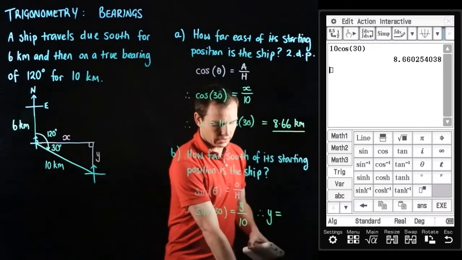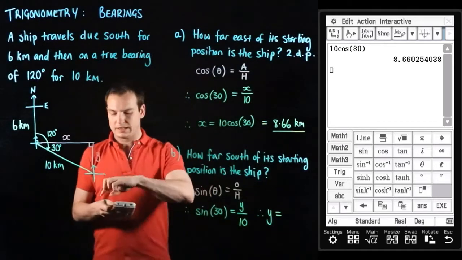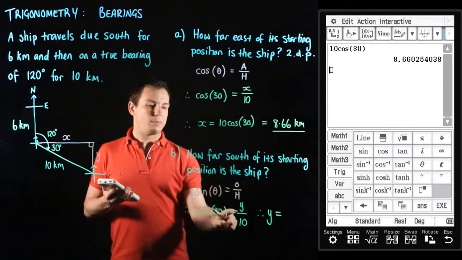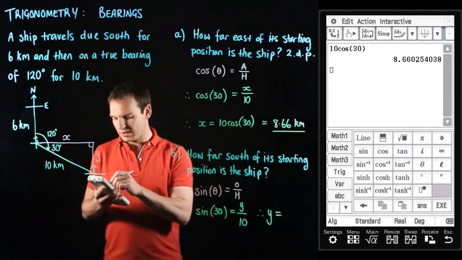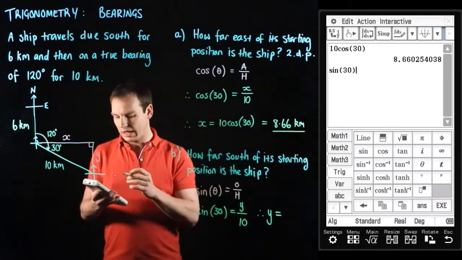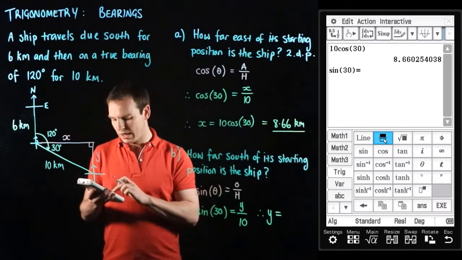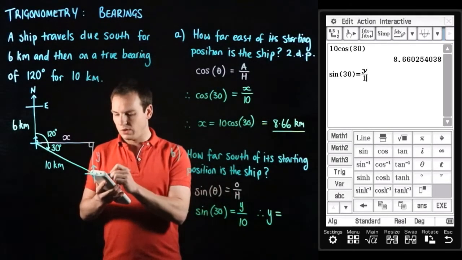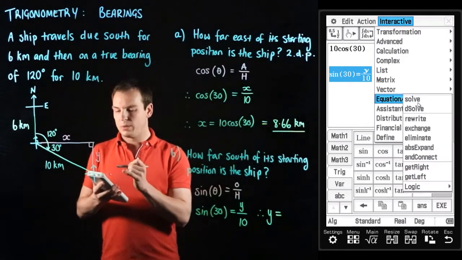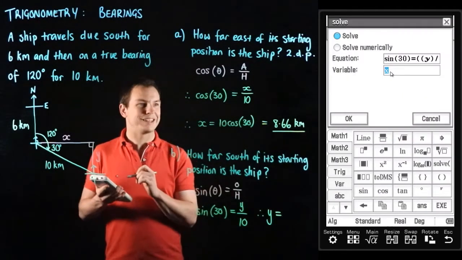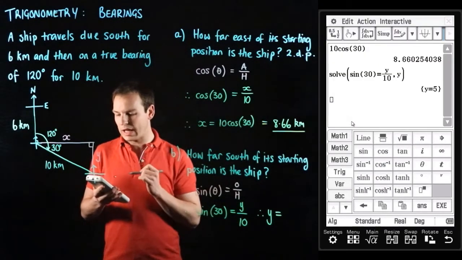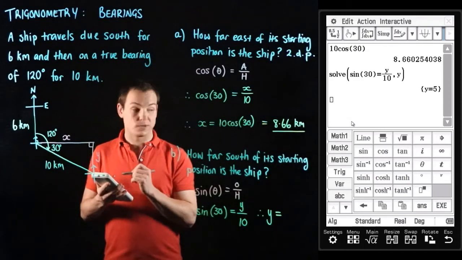So on our calculator, we want to go back into the main menu. So hopefully that's still up in front of you. And now we're actually going to type out an equation. And the equation is sine of 30 is equal to y divided by 10. And we could go interactive, equation equality solve. And the variable we want to solve for this time isn't x, but y. So we're just going to put that in that box and hit OK. And it gives us y equals 5.